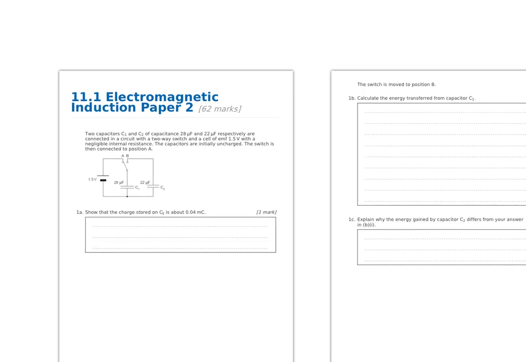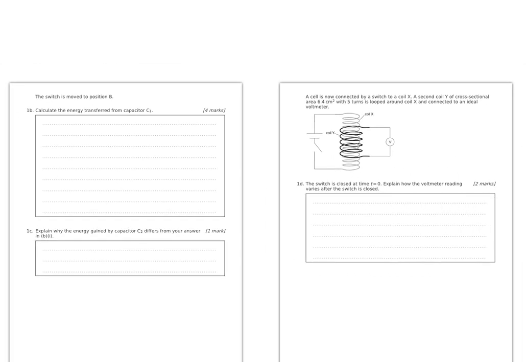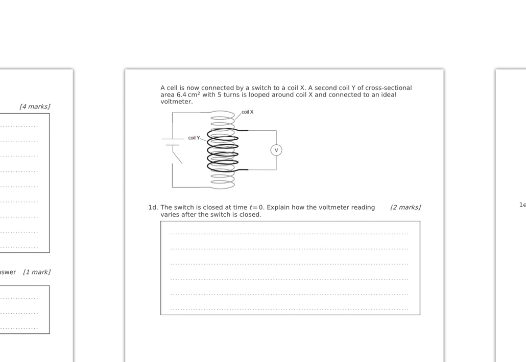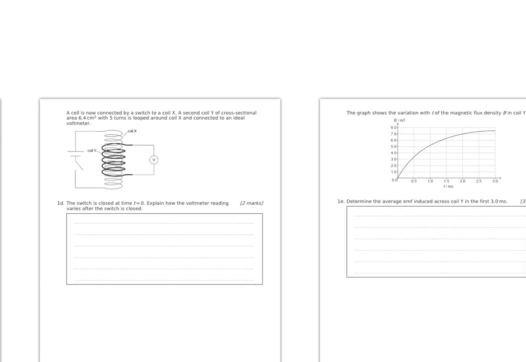Okay, I found it. So yeah, we have these capacitors and they're connected. You can have capacitor A or capacitor B, and then there's a portion talking about two nested coils. That's actually called a transformer. We'll be talking about that soon as well.